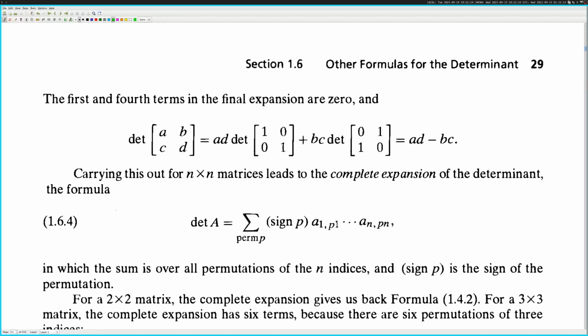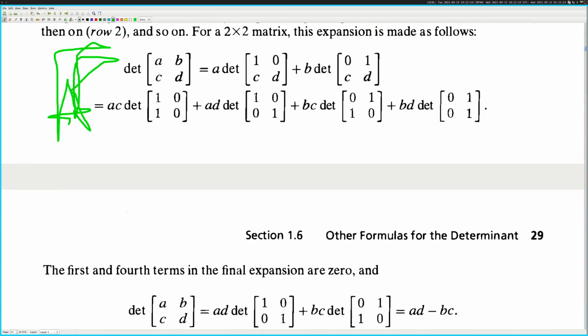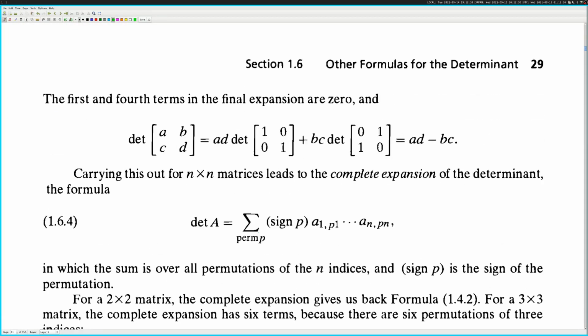Carrying this out for n by n matrices leads to the complete expansion of the determinant. This is using the row linearity of the determinant. The formula: determinant of A is equal to the sum over all permutations P of the sign of P times a_{1,P(1)} through a_{n,P(n)}, in which the sum is over all permutations of the n indices, and sign of P is the sign of the permutation.